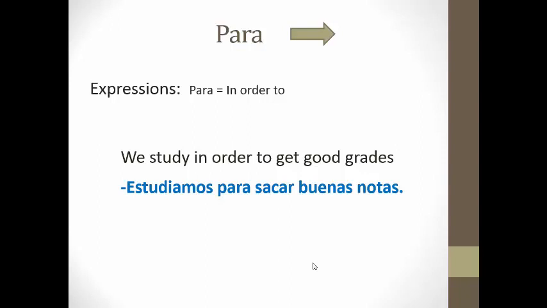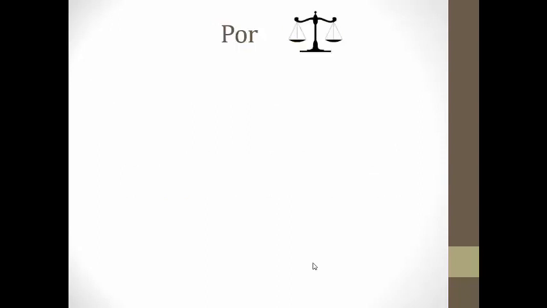Okay, now let's move on to por. Por also means for, but you can think of it much as a balance. Okay, so if you're saying, for example, I paid $10 for this shirt, well then you're saying that your $10 and the shirt are equal. Okay, so they kind of equal out with por.